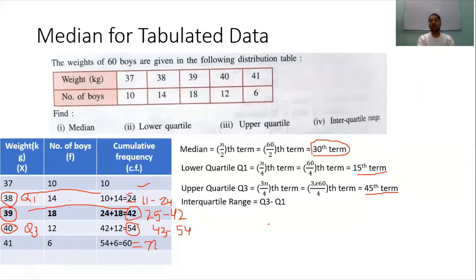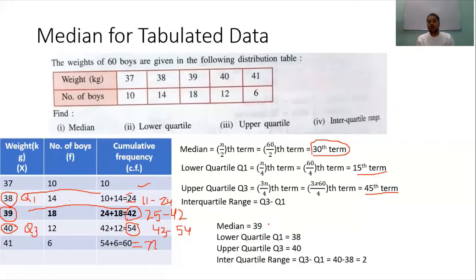Now, what is interquartile range? Interquartile range is Q3 minus Q1. So we have Q3 minus Q1, that is 40 minus 38, which is equal to 2. So ultimately, we have all the values here: median, lower quartile, and upper quartile. And last, we have the value of your interquartile range.